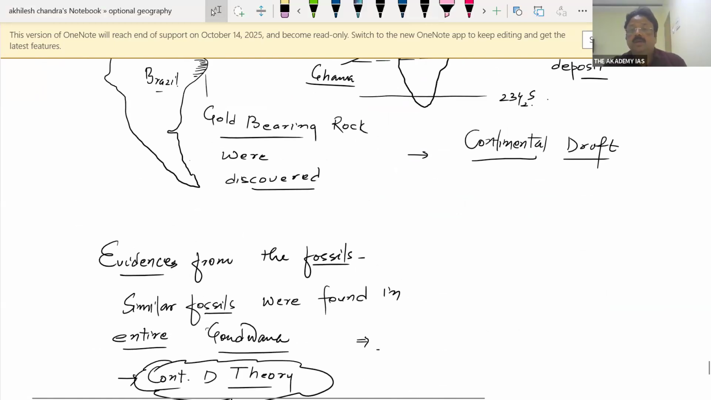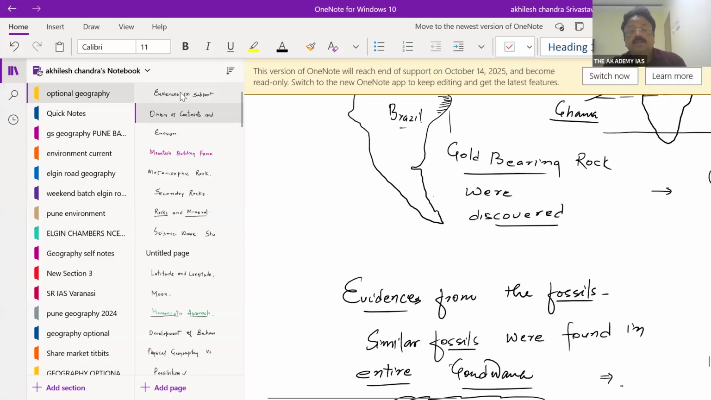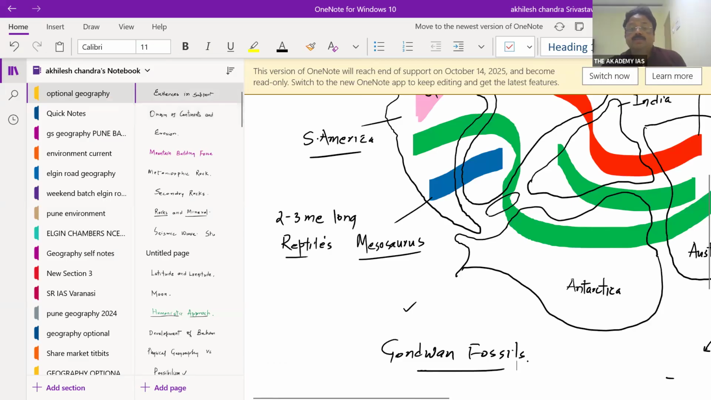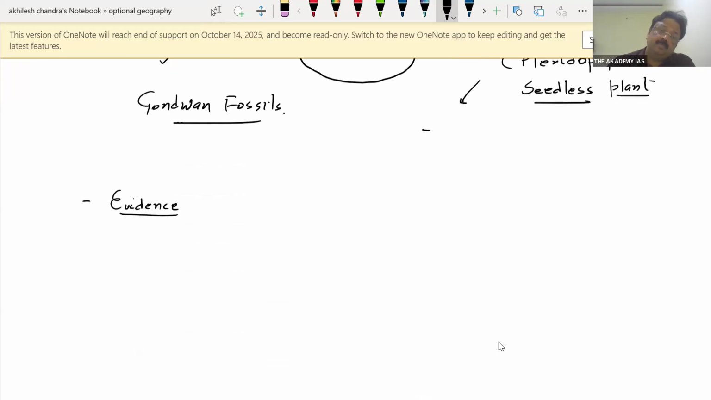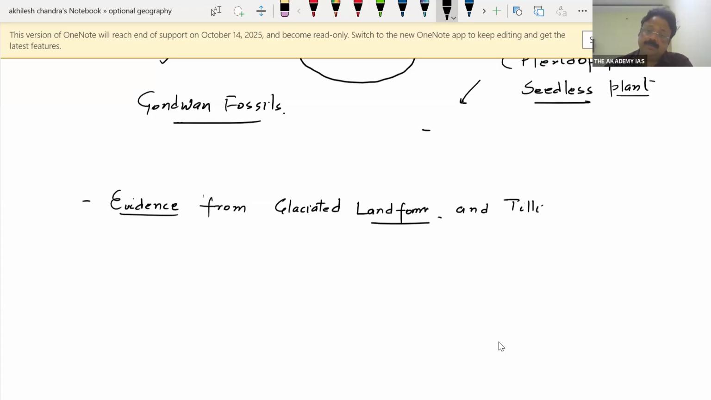So let me move on to the next. Next is evidence from glaciated landforms and tillite deposit.